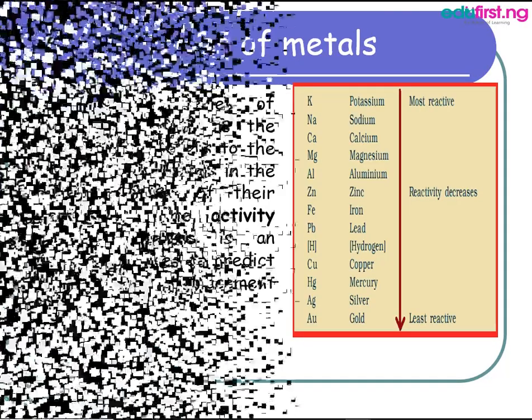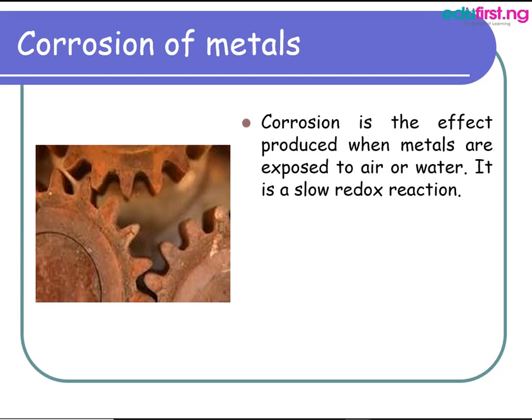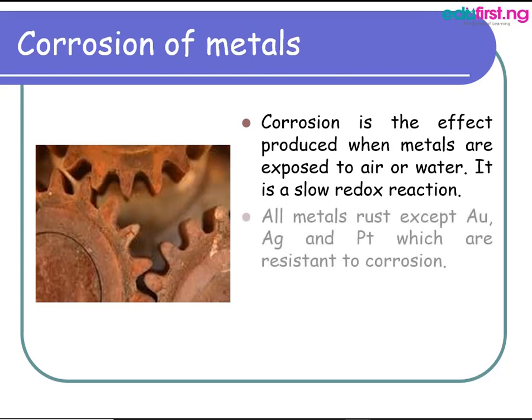Let's go to the corrosion of metals. Corrosion literally means rusting, and we all know all metals corrode, that's the rust, except gold, silver, and platinum, which are all resistant to corrosion. So this is one of the properties: that metals also corrode.